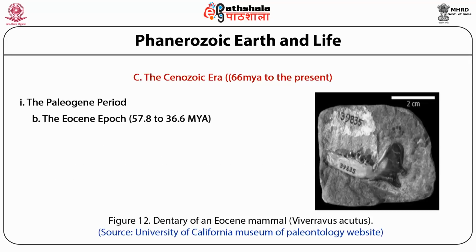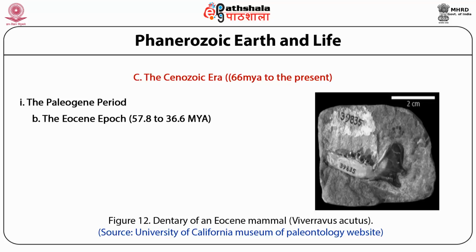The Eocene epoch. The Eocene is the second epoch of the Paleogene period. The Eocene continued from 57.8 million years ago to 36.6 million years ago. During the early Eocene, Antarctica and Australia, as well as Asia, North America and Europe, were connected through land mass. But later on during the Eocene, Antarctica and Australia started to separate.